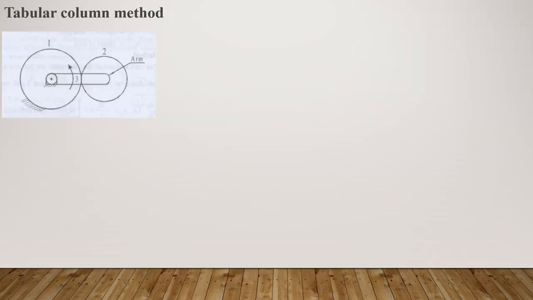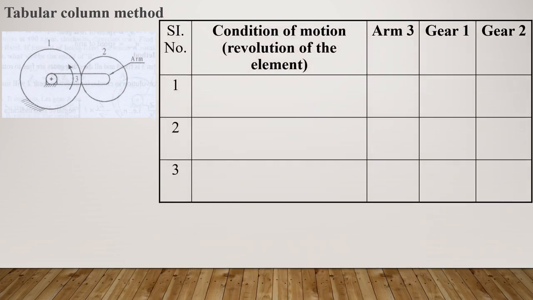Coming to the second method, there is the tabular column method. The same diagram we will consider. The first step here is to draw a table of this form, which will contain serial number in the first column, condition of motion, which is a different condition we are giving to the arrangement. The subsequent columns will be the number of elements. How many elements you have, that many columns will be there. So here you have arm 3, gear 1, gear 2. If you have any additional gears, add the columns here.